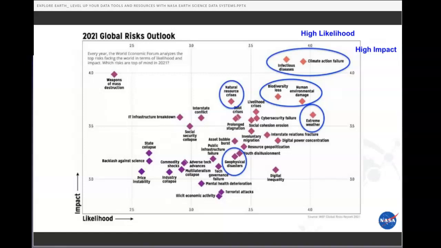It's kind of startling, but if you take a look at some of these outlooks, we can see that some of these environmental issues used to be much further down at the bottom towards the left than they are now. So it's definitely on people's radar.